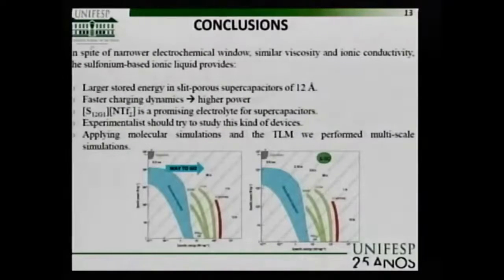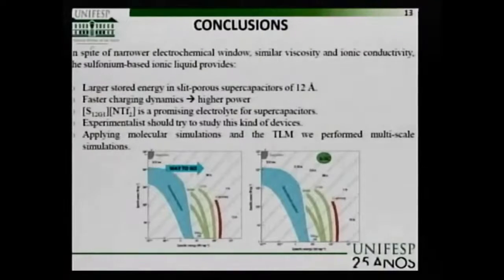So to conclude, in spite of the narrower electrochemical window of the sulfonium ionic liquid, and given the similar viscosity and ionic conductivity of these ionic liquids, the sulfonium-based ionic liquid provides a large stored energy in these slit porous supercapacitors of 12 angstroms. It also provides a faster charge dynamics, which is related to its higher power. Then we think that the sulfonium-based ionic liquid is a promising electrolyte for supercapacitors.